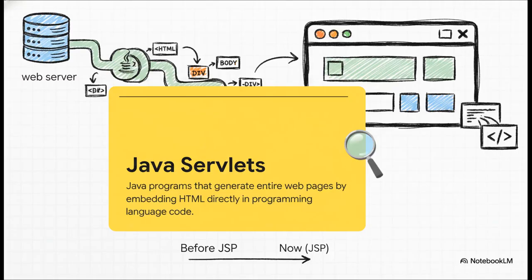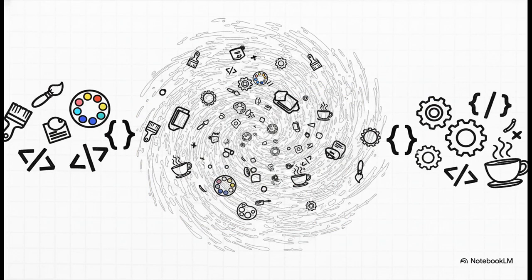Before JSP came along, a really common way to make these dynamic pages was with a technology called Java servlets. Now, don't get me wrong, servlets are super powerful. They're basically Java programs that run on a web server. But here's the catch. Their job was to generate the entire HTML page, line by line, from inside the Java code itself. And this is where things get messy.